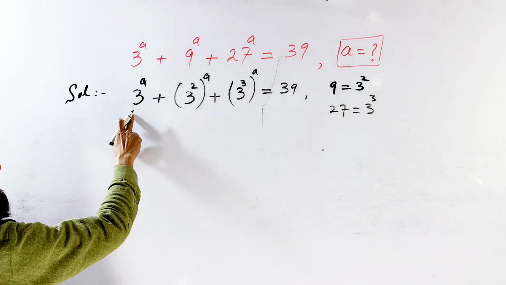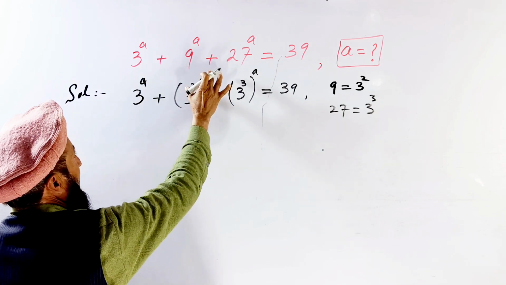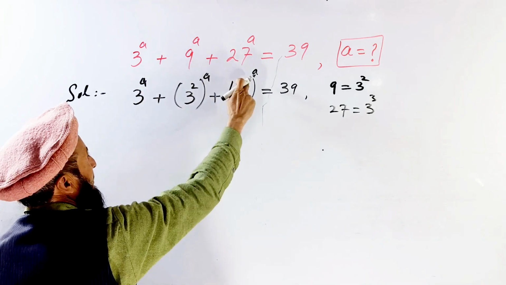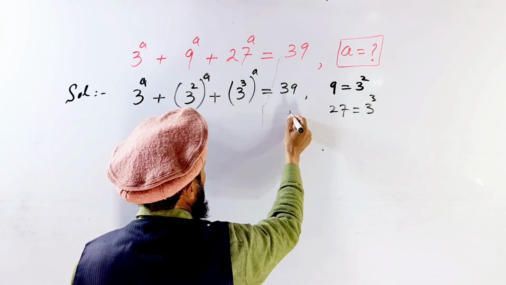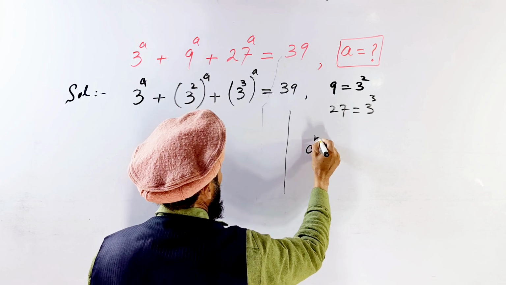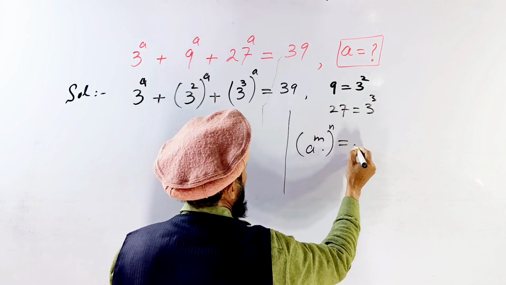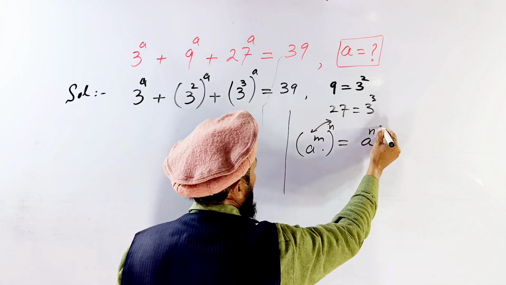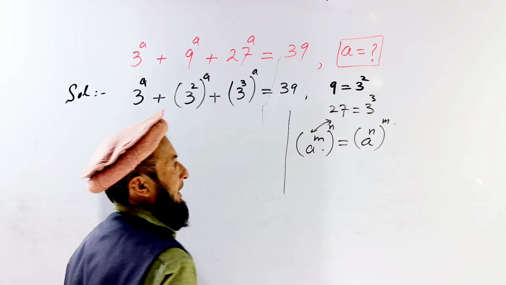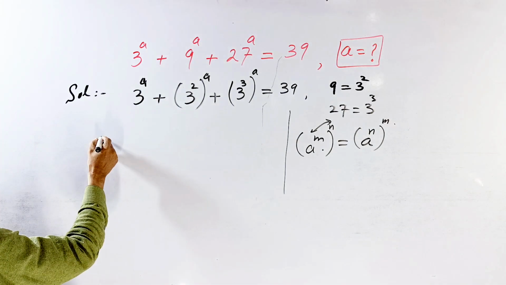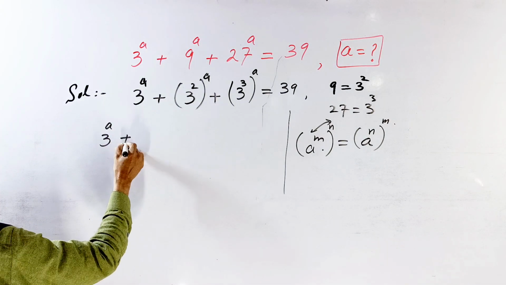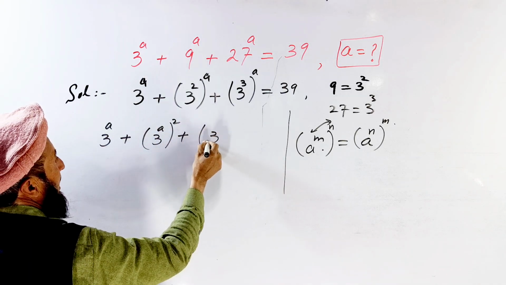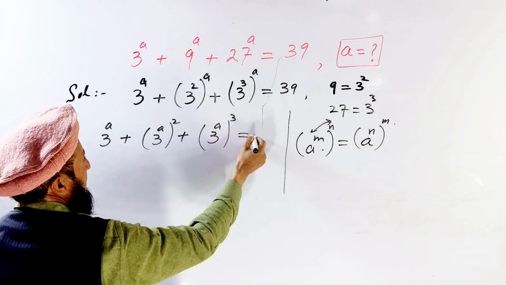Now look here, the bases are now the same, but here we have double exponents. We change them so that we have 3 exponent a. We use the rule a exponent m n is equal to a exponent n exponent m, swapping the exponents. So according to this rule we can write 3 exponent a plus 3 exponent of a square plus 3 exponent of a whole cube is equal to 39.